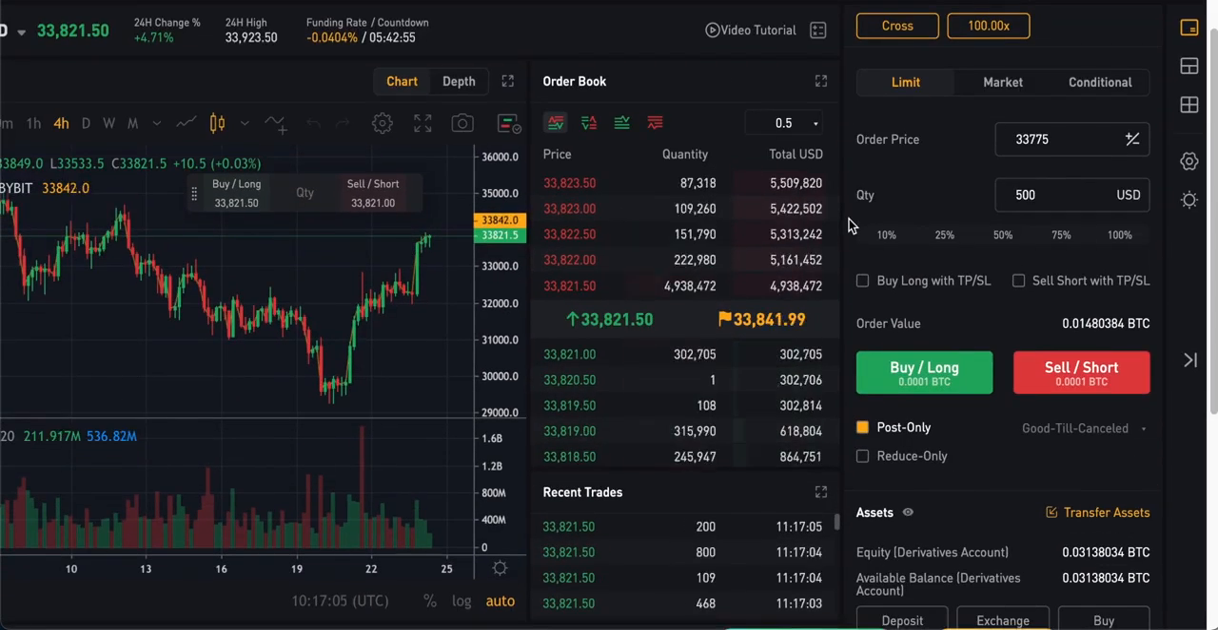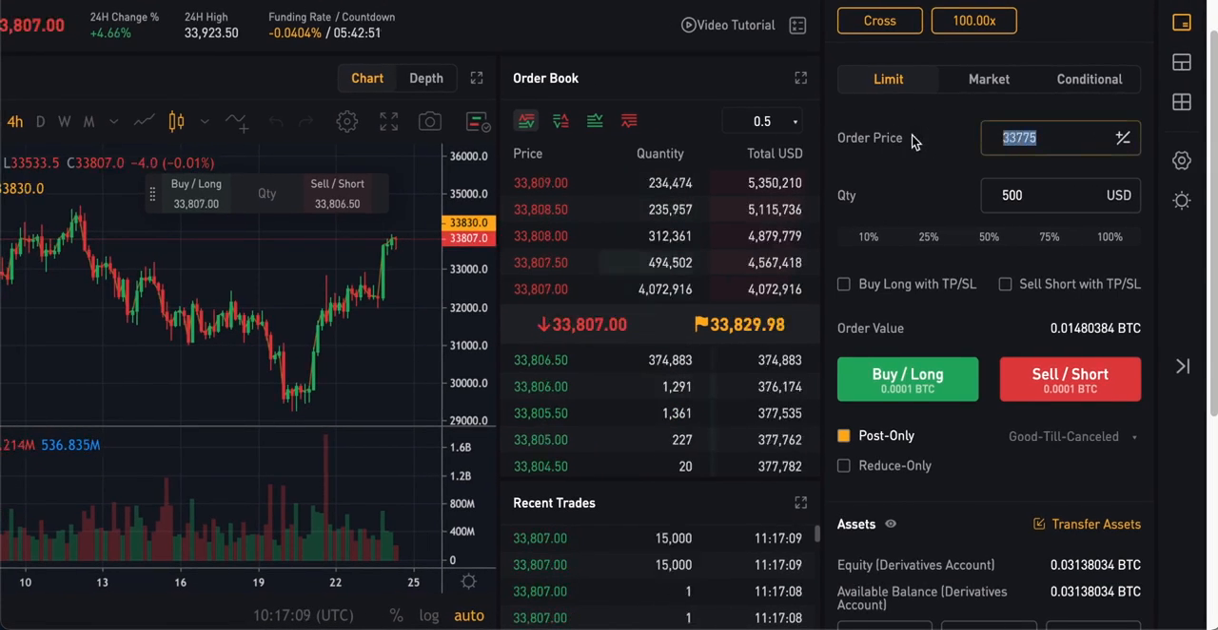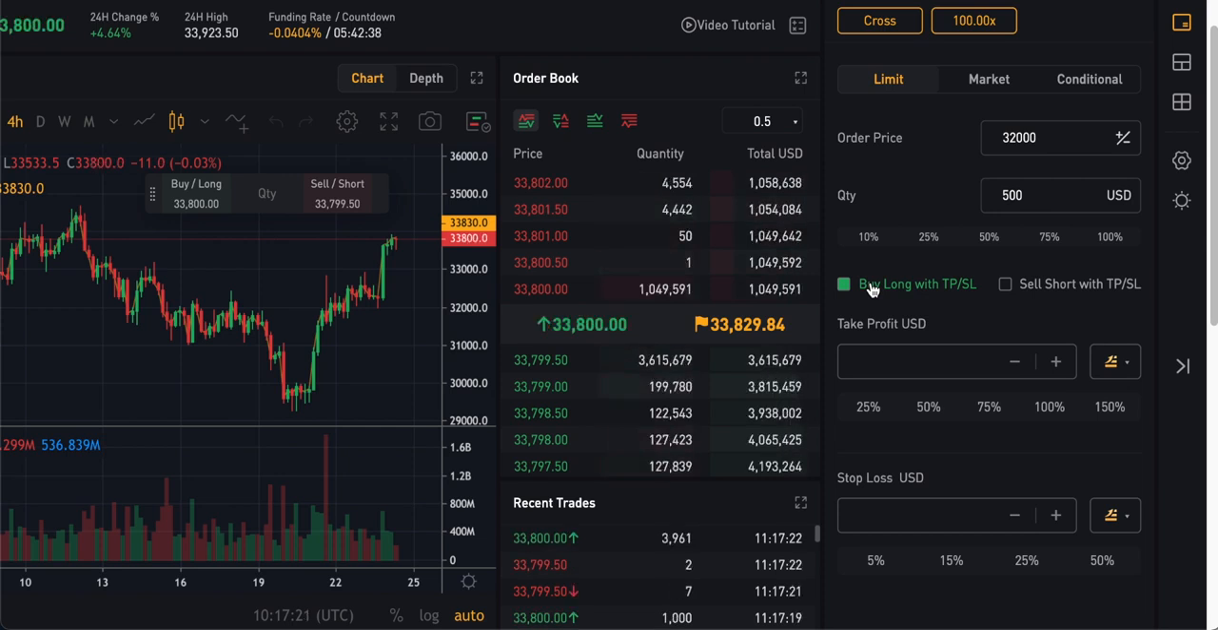So then let's put in an order, and I'm going to choose to go long Bitcoin. I'm going to put in an order around 32,000. So I want to get some cheap Bitcoin. I want to trade around 500 US dollars worth, and I'm going to buy long with a take profit and a stop loss. So a take profit order is an order that goes into the system at a price above your entry price. That's if you're going long.